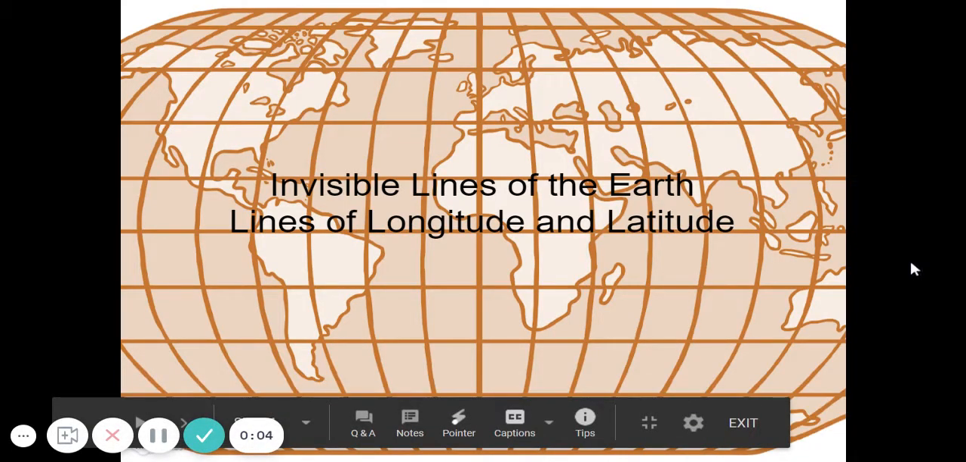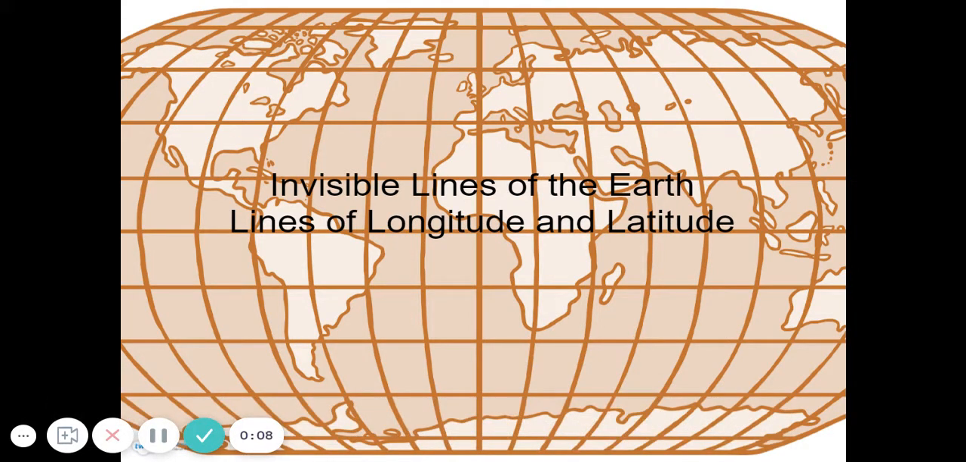Hello, Year 6. Right, today's lesson, you are going to be looking at the invisible lines of the Earth. And these are lines that we call longitude and latitude. Some of you may have heard those words before.